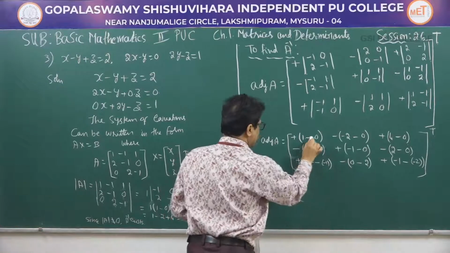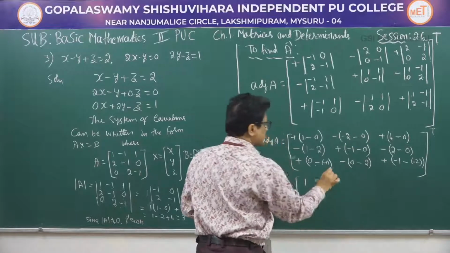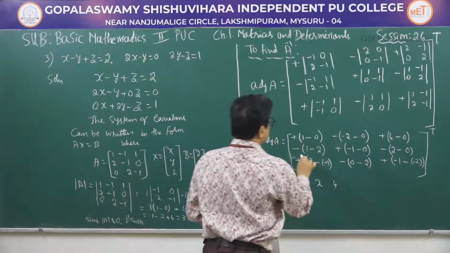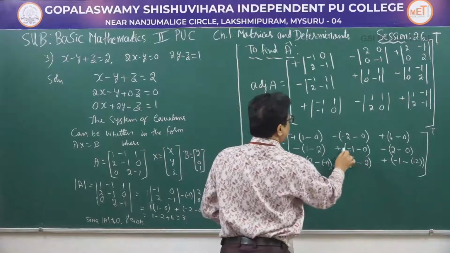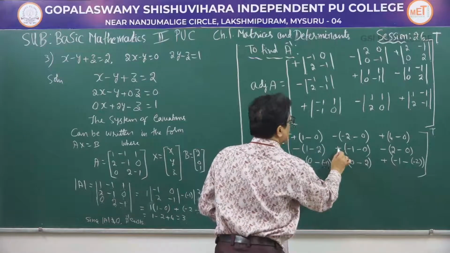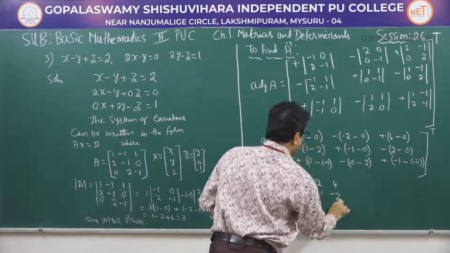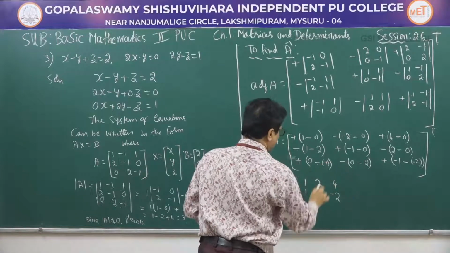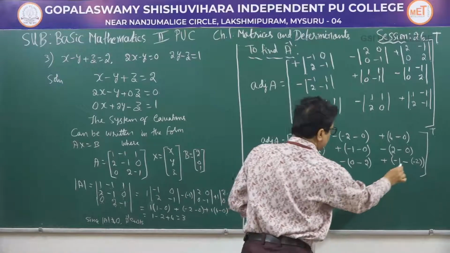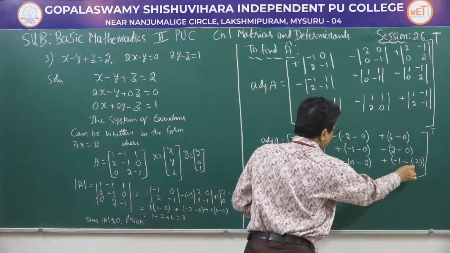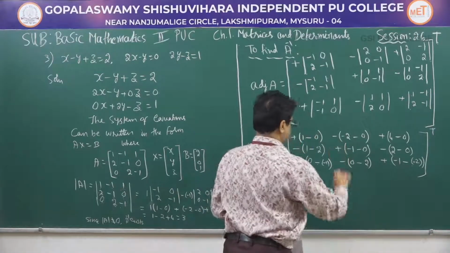Adjoint A is equal to, so 1 minus 0 is 1, minus 2 into minus is plus 2, this is 4, 1 minus 2 minus 1, minus 1 into minus is plus 1, minus into plus minus, so plus into minus 1, minus 2, minus into minus plus into 1, 1, minus into minus plus into 2 plus 2, minus 1 plus 2 is 1, and we have to write transpose.